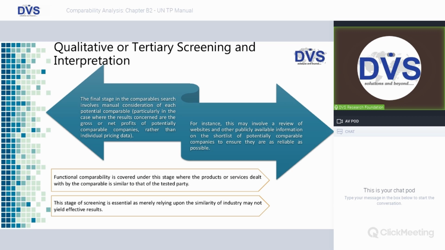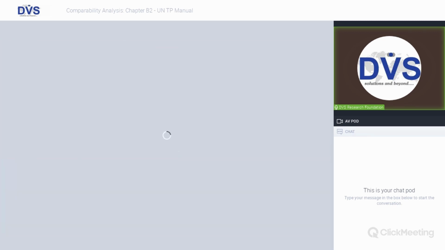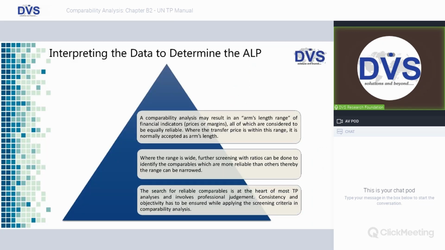After applying all these filters, we arrive at companies on which the tertiary screening, that is the qualitative analysis, needs to be done. As I said, friends, qualitative, we need to visit the potential comparable companies' websites and confirm what they are into. At times, even annual reports are perused to confirm whether those companies are actually comparable for our company.